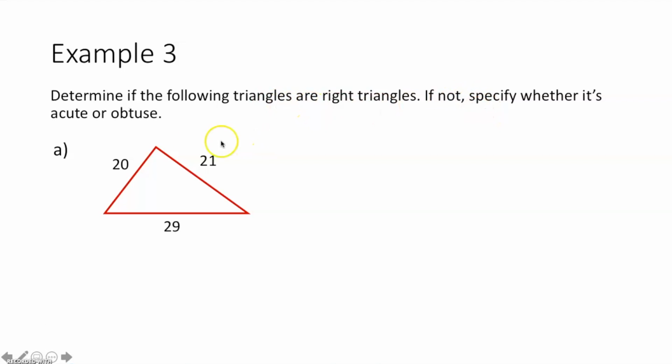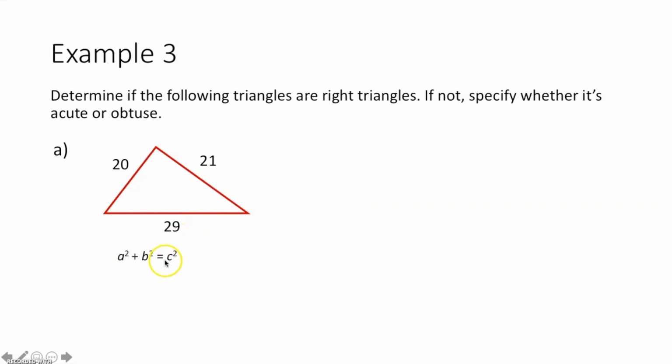If not, specify whether it's acute, obtuse, or right. So here we don't have a little red square to tell us that this is a right triangle. Instead, we're just given 3 sides and we have to figure out, is it acute, obtuse, or right? So what we're going to do is use the Pythagorean theorem and see if a squared plus b squared equals c squared. If it does, we have a right triangle. If it's not equal, then we use one of the Pythagorean inequality theorems to tell us whether it's acute or obtuse. So how do I do this?